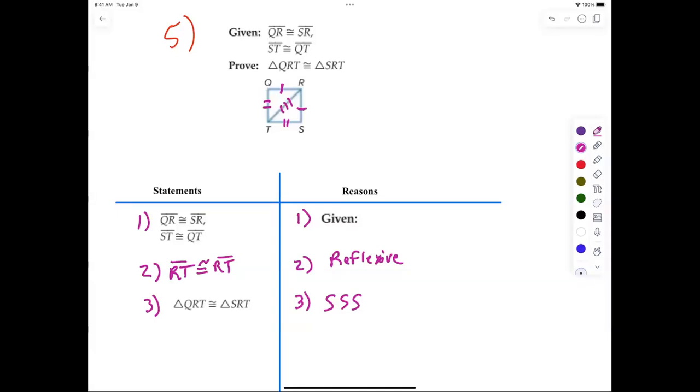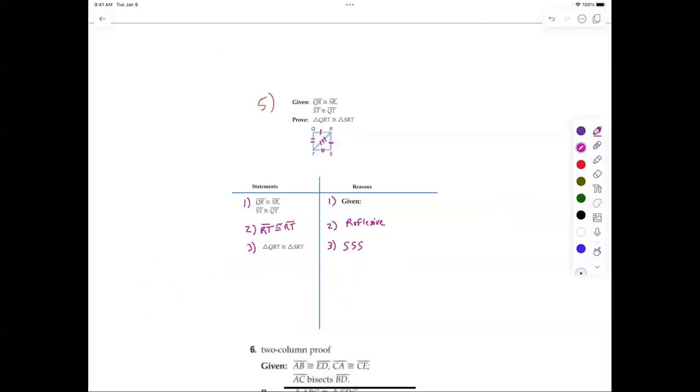See, again, for every triangle, you have to show that 3 parts are congruent. If you can prove 3 parts are congruent, then the 2 triangles are going to be congruent. Today we're learning specifically side, side, side, and side, angle, side. Anybody have problems with number 5? All right, here we go.